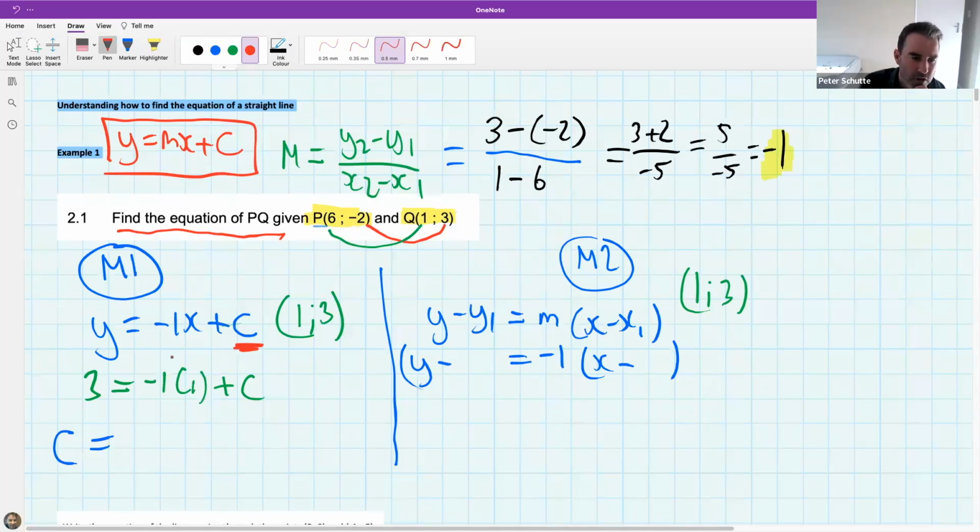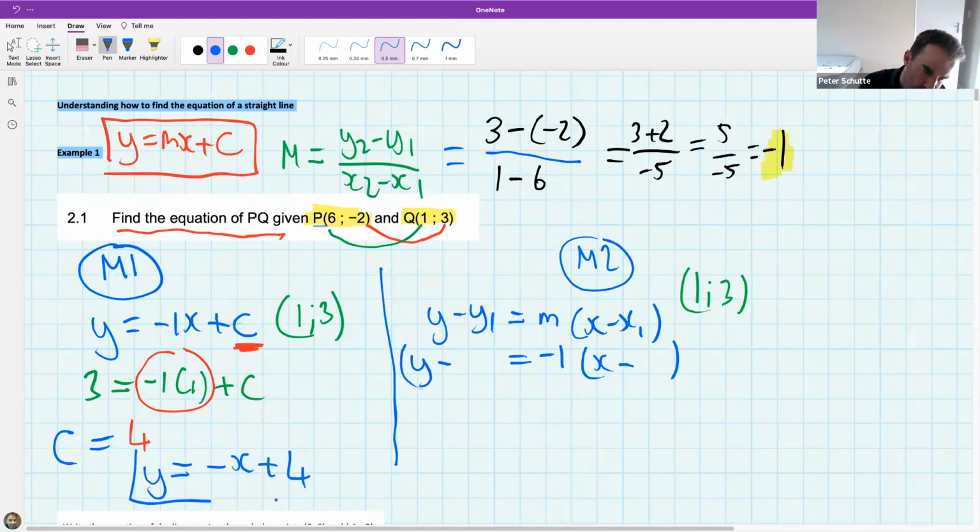So I think this part over here is quite important. It's -1, but when you bring it to the other side, it becomes +1. And so you get c is 4. And the equation of my straight line is going to be -1x or -x plus 4. So that would be the equation of the straight line.